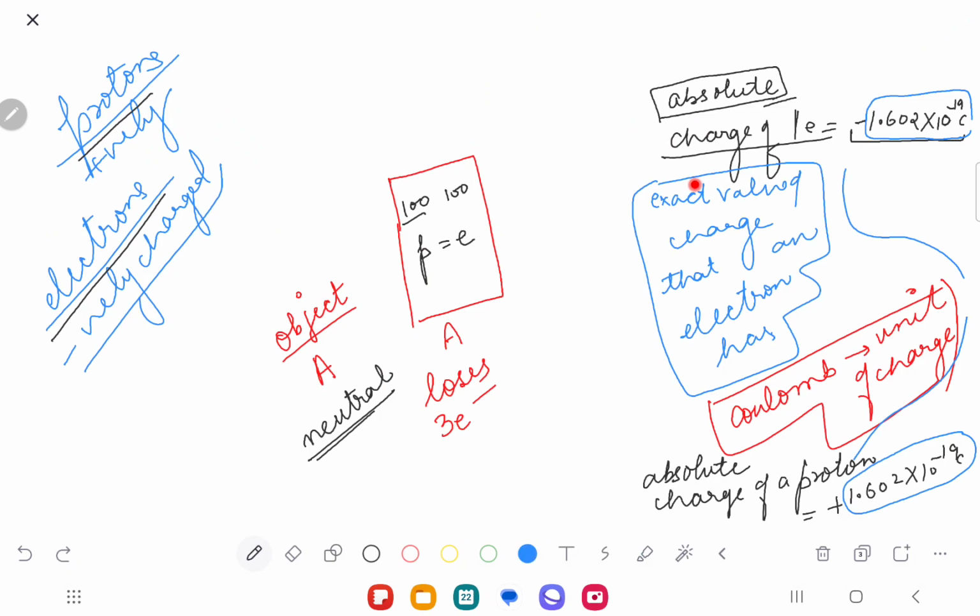Let's suppose the body A loses 3 electrons. So 3 electrons come out of the body, and now this body will have 97 electrons. If the charge of one proton is +1, the charge of 100 protons shall be +100. So this body will contain 100 positive charges, and it will contain -97 charge because there are 97 electrons. I hope you're understanding.